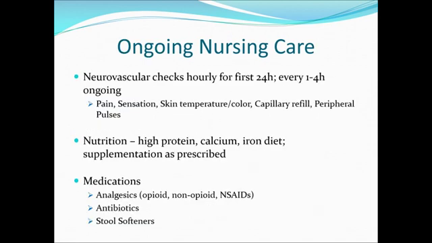Ongoing care. There are going to be neurovascular checks hourly for the first 24 hours, and then afterwards every 1 to 4, depending on what is prescribed. We've talked about this before: pain, sensation, skin temp, skin color, cap refill, peripheral pulses. Comparing the affected extremity to the unaffected extremity. From a nutrition standpoint, we want a high protein, high calcium, high iron diet. We want to supplement them as prescribed. We really want to ensure hydration, okay? Because increasing the protein and the calcium and the iron can put a little bit of strain on the kidney, so we want to make sure they're well hydrated.